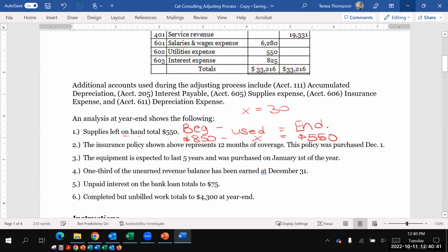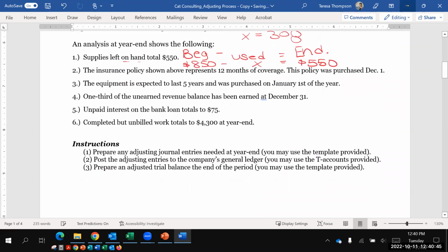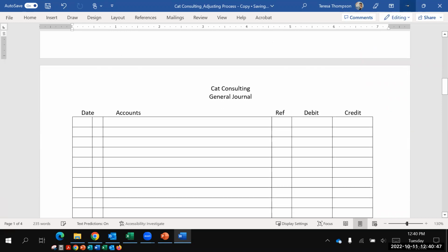Now we know that we always increase an expense and decrease the asset. So you can prepare that journal entry. I've provided a template for you on the following page. Supplies expense and supplies, $300, to adjust for supplies used.